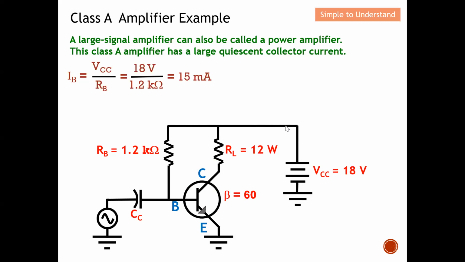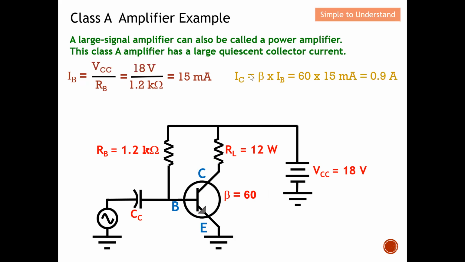So I apply Kirchhoff's voltage law, and in order to find the current that flows into the base of the transistor, I use VCC divided by the resistor value, which is 1.2 kilo ohm. From here, I compute that the current that flows at the base of the transistor is 15 milliampere.